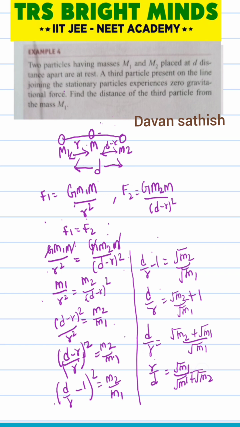Okay. Then we need r only, so take d to the other side. So r is equal to d times square root of m1 divided by square root of m1 plus square root of m2. So when we place an object at this distance, we get the net force as 0. Thank you.